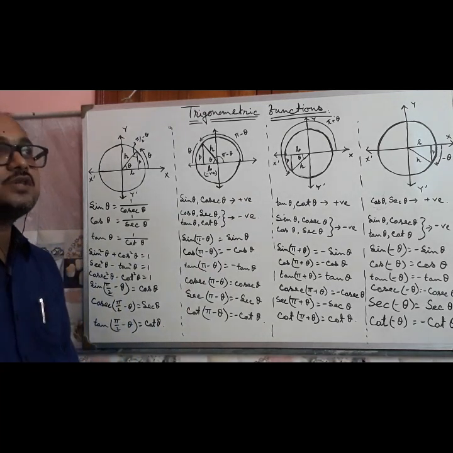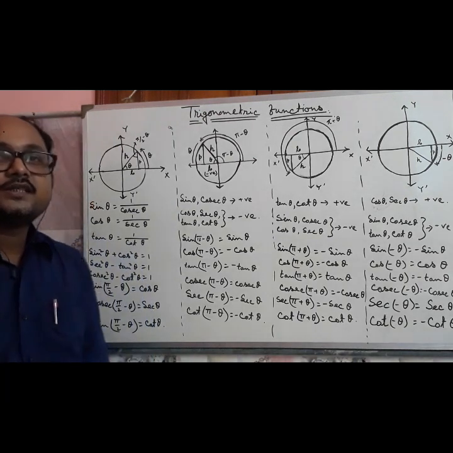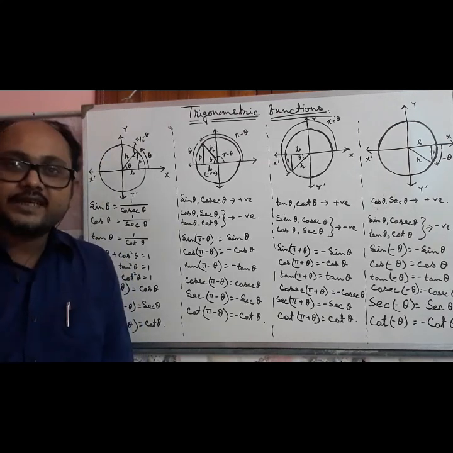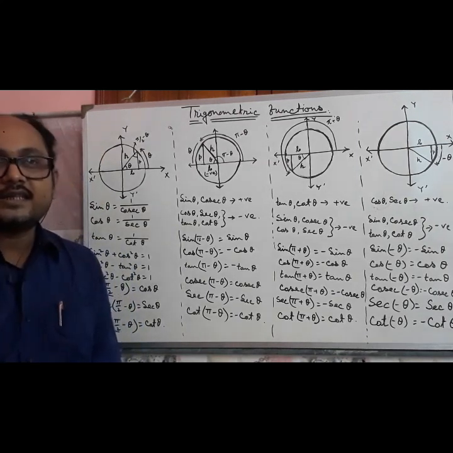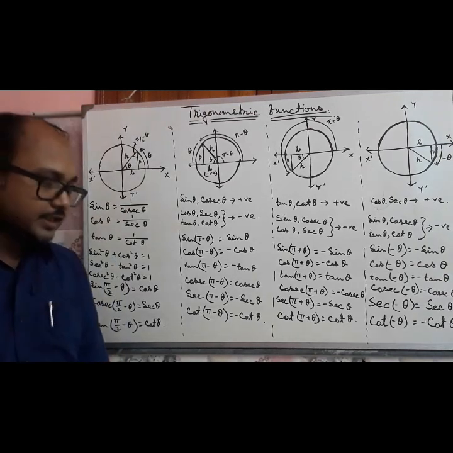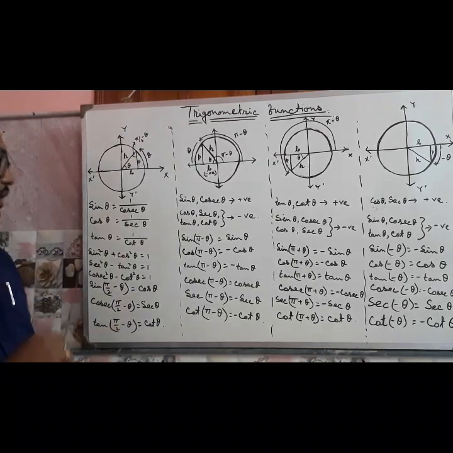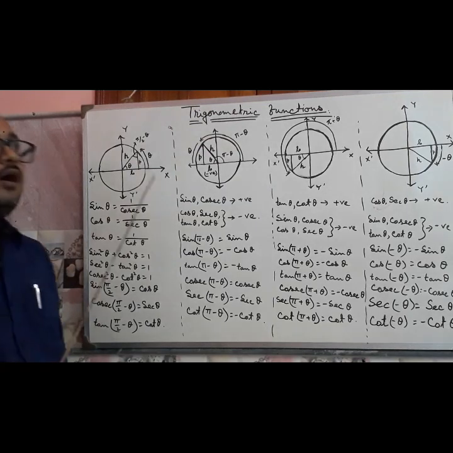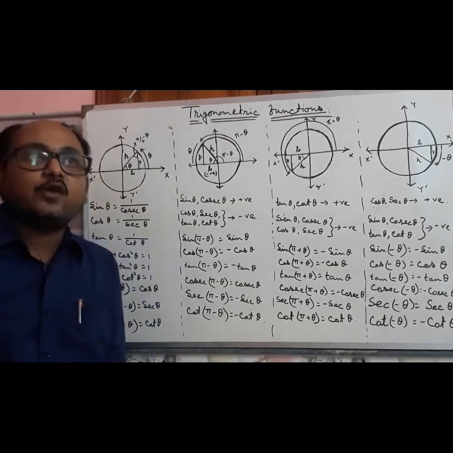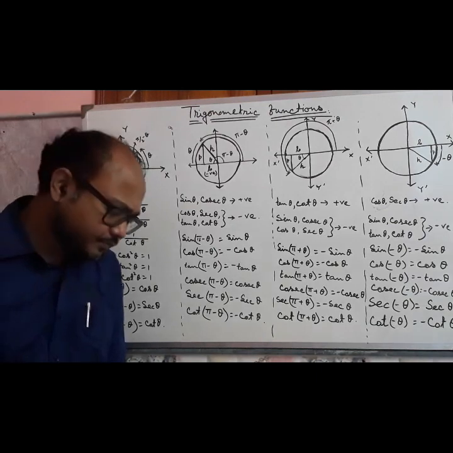Okay, and we learned that sin 90 minus theta is equal to cos theta, cos 90 minus theta is equal to sin theta, tan 90 minus theta is equal to cot theta, cot 90 minus theta is equal to tan theta, sec 90 minus theta is equal to cosec theta, and cosec 90 minus theta is equal to sec theta. And we learned three identities, that is sin square theta plus cos square theta is equal to 1, cosec square theta minus cot square theta is equal to 1, and sec square theta minus tan square theta is equal to 1. Okay, and we learned some different values for different acute angles of sin, cos, tan, cot, sec and cosec.